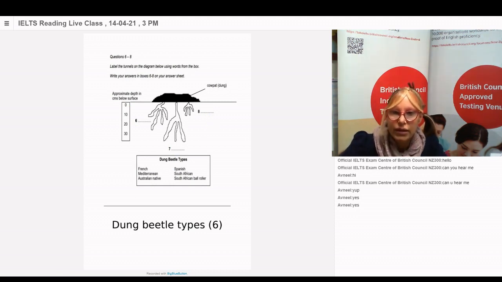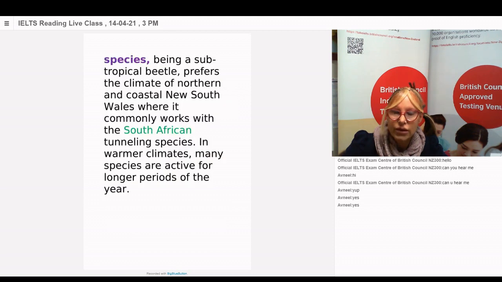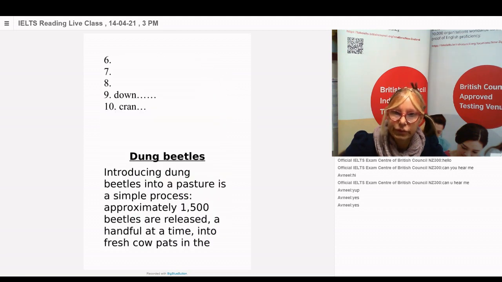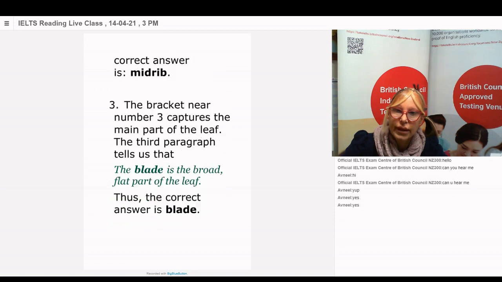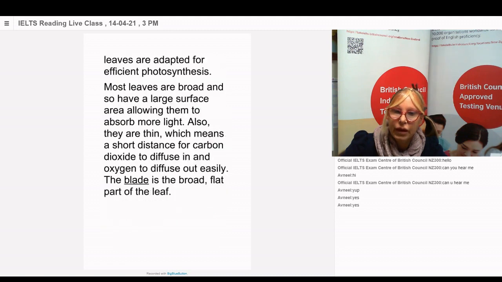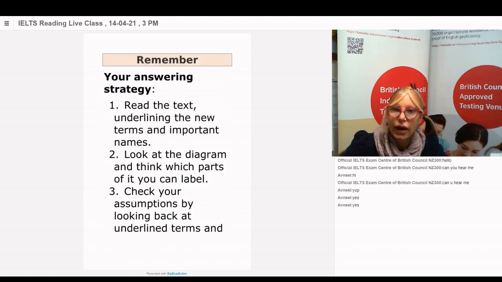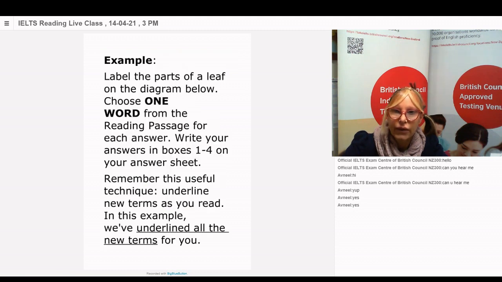So just going back to our strategies for how to label a diagram. Okay, so the example that we're going to look at first is to label the parts of a leaf on the diagram below. Choose one word from the reading passage for each answer and write your answers in boxes 1 to 4 on your answer sheet. Okay, so remember this useful technique. Underline new terms as you read, but in this example, we've underlined all the new terms for you.